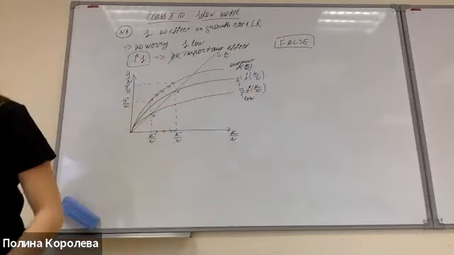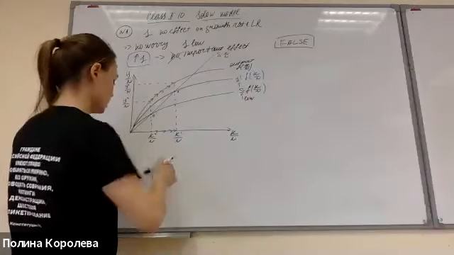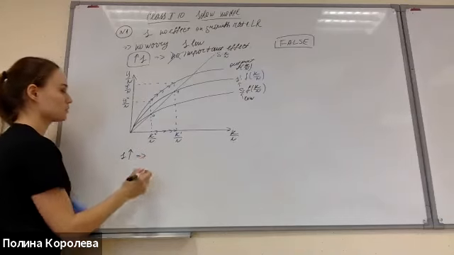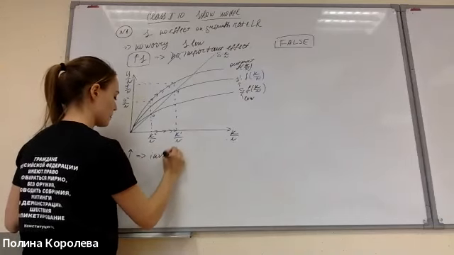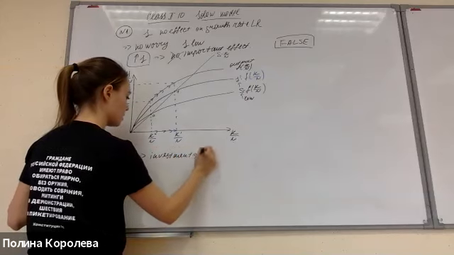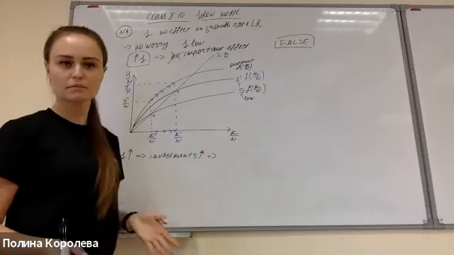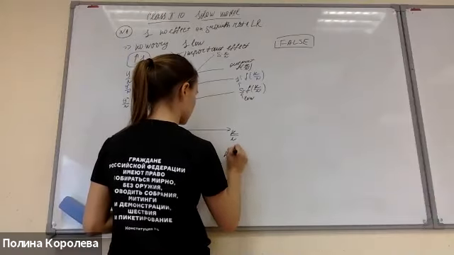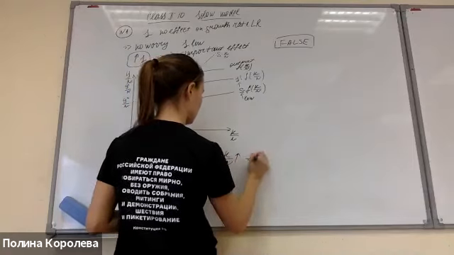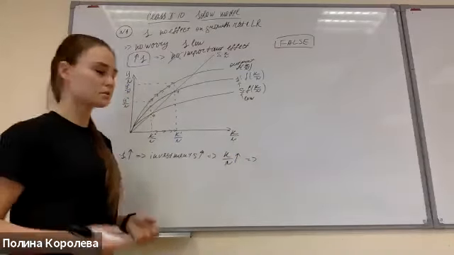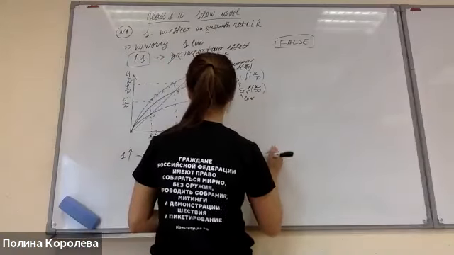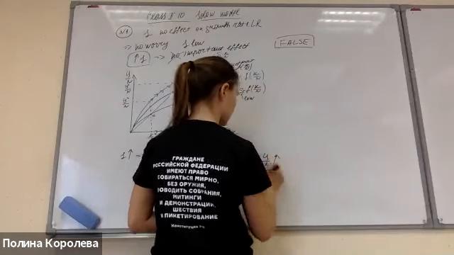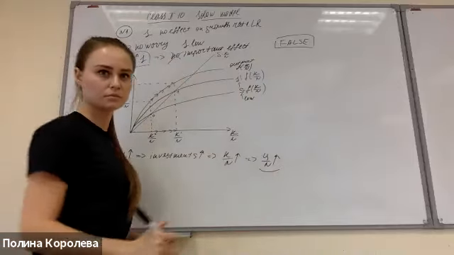Let us write this down. If we increase the saving rate, investments will go up. That's why we will have more capital in the economy, so capital per worker will go up. We use capital to produce goods, so output per worker will go up. And that means economic growth.